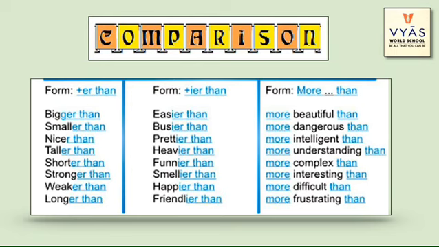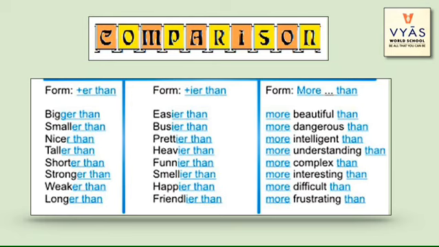So children, till now we have studied that if we want to compare two things, two animals or two places or two persons, then we use the ER form of the adjective. Like big changes to bigger, small changes to smaller, tall changes to taller, and like this. And with the ER form of the adjective, we use the word than, in case we are comparing two things. Like, the red pencil is bigger than the blue one.